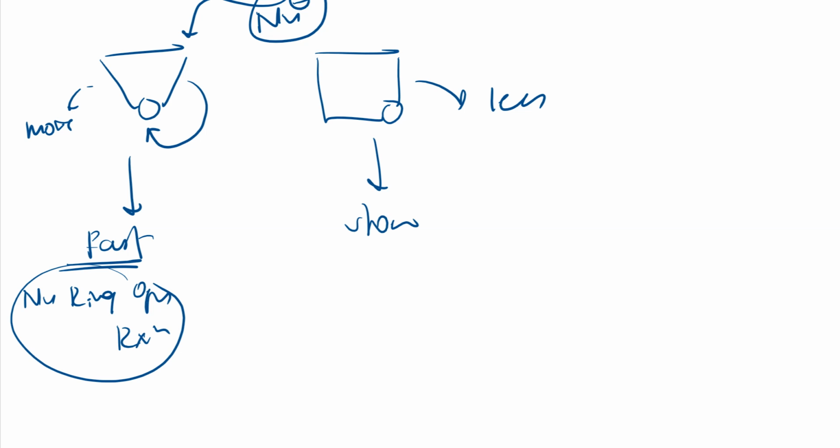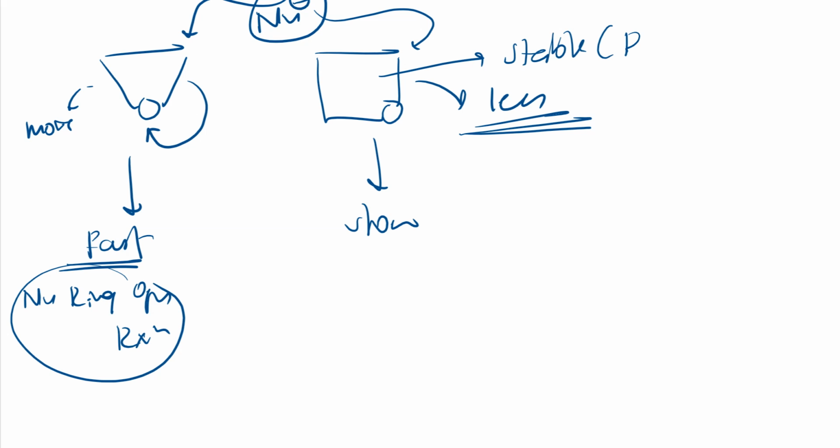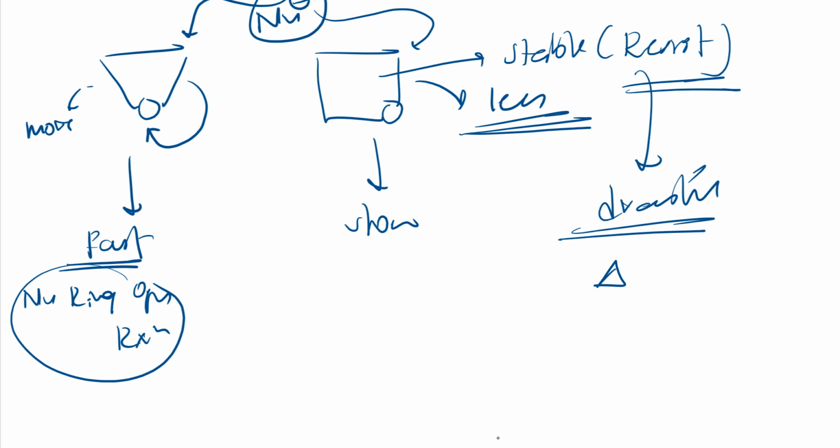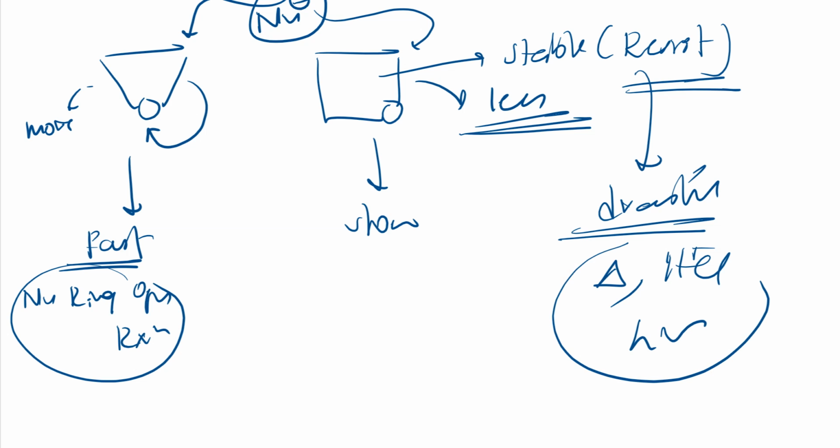The nucleophile attacks and then the ring opens. Since it has less angle strain, it resists. This ring is very stable, so it resists the ring opening reaction. So we need to add some drastic conditions. What we do is increase the temperature. Sometimes we use a strong acid like HCl, or sometimes a photochemical reaction, which we will see when we talk about these chemical reactions.